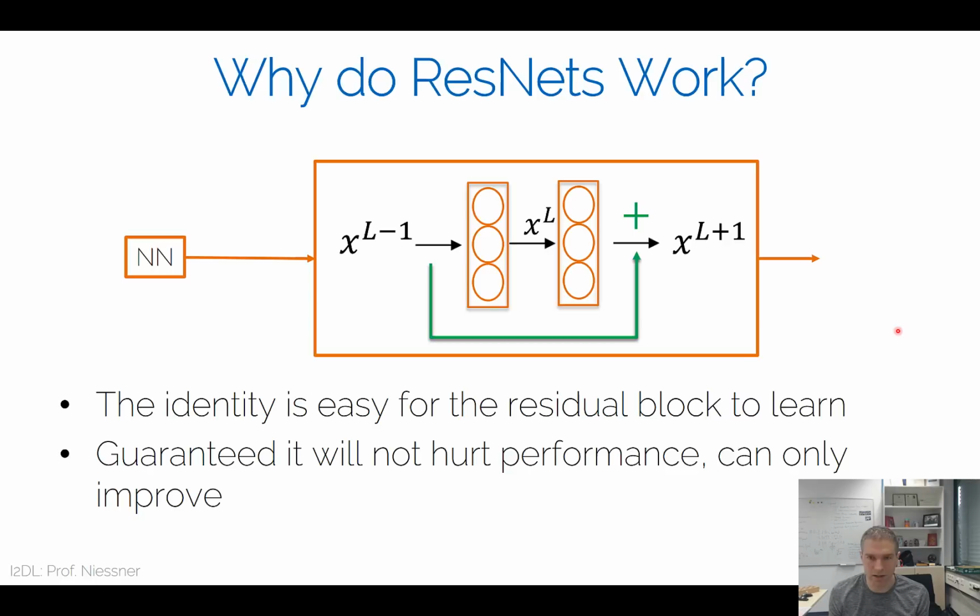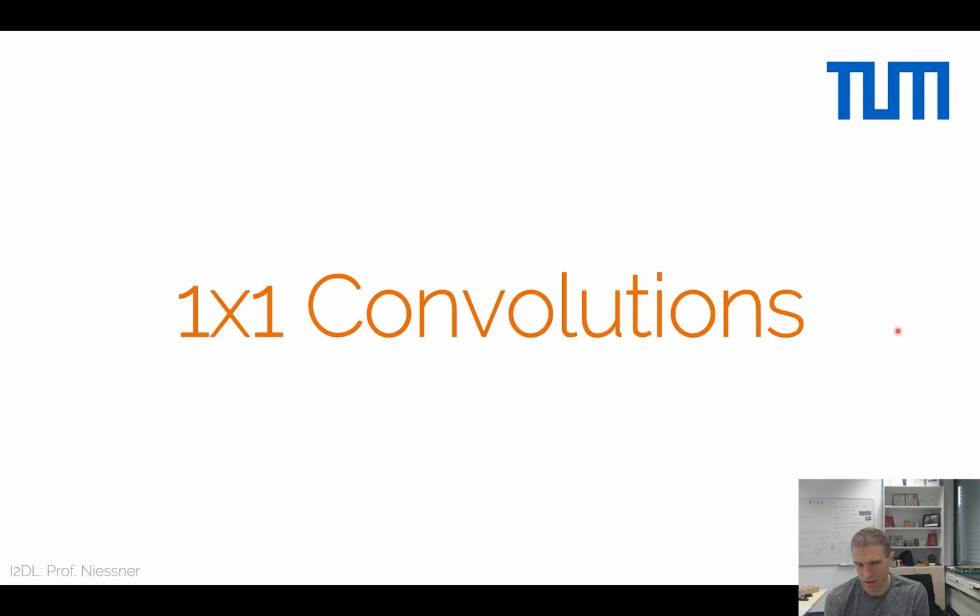There's more things we should talk about in architectural designs. One thing we have not talked about is this idea of one-by-one convolutions. And you might think, well, what on earth is he talking about right now? One-by-one convolutions, like a convolution of a single kernel? That's just a scalar multiplication, right?